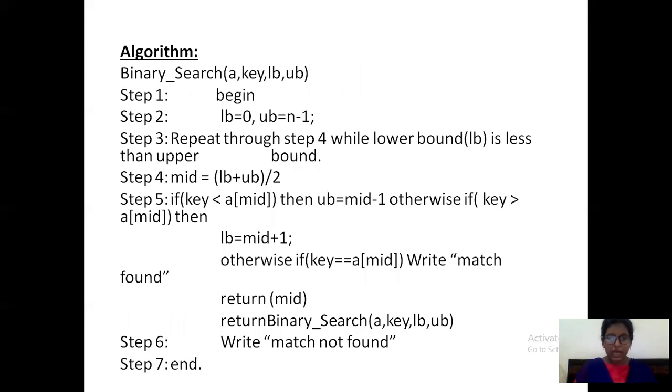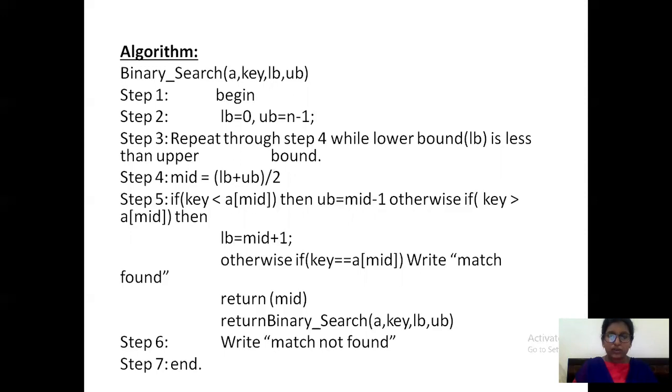Let's see how this algorithm is going to be applied in binary search. First, you need to begin. Then LB is nothing but the lower bound and UB the upper bound, that is nothing but n minus 1, because an array always starts with 0 and ends with what? N minus 1. So repeat through step 4 while the lower boundary is less than the upper boundary, right?